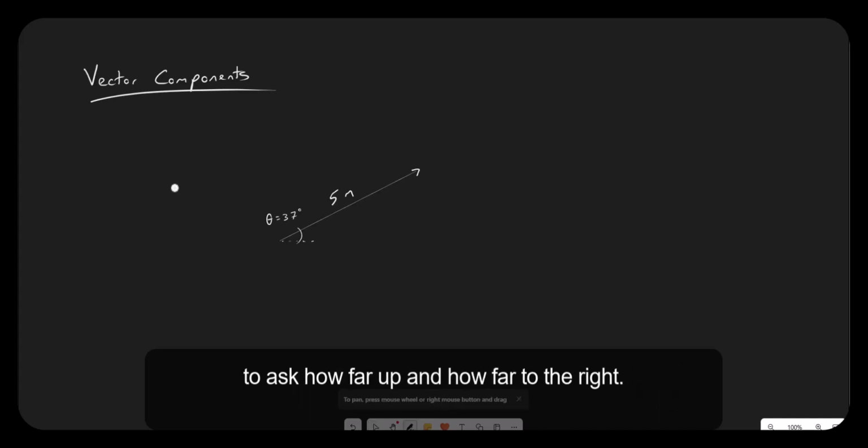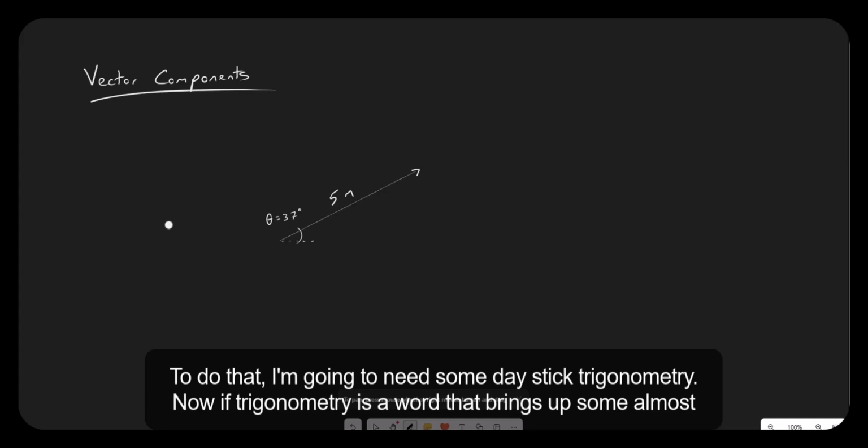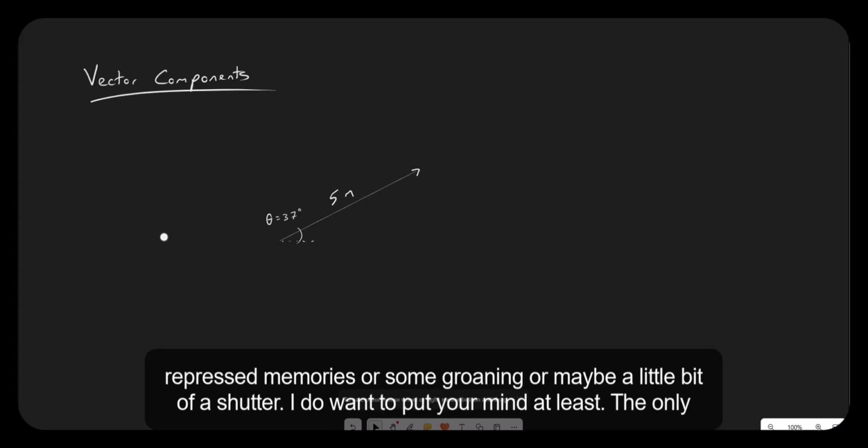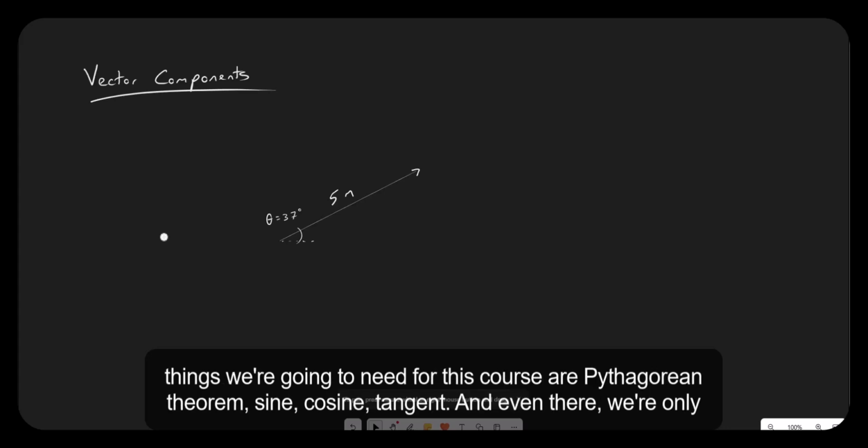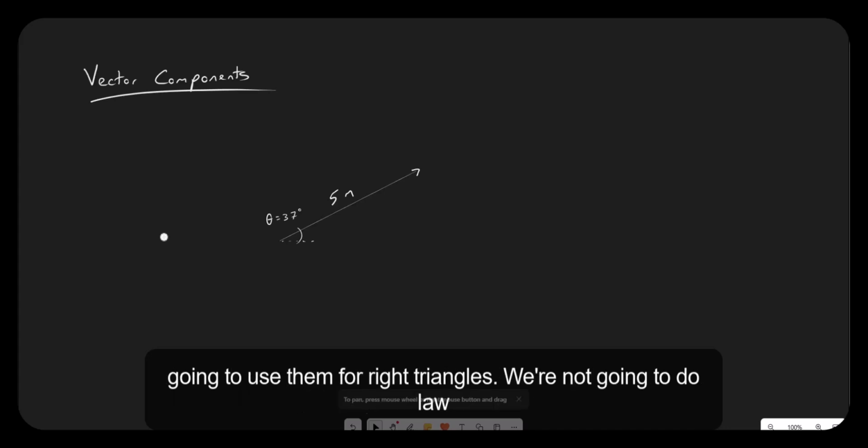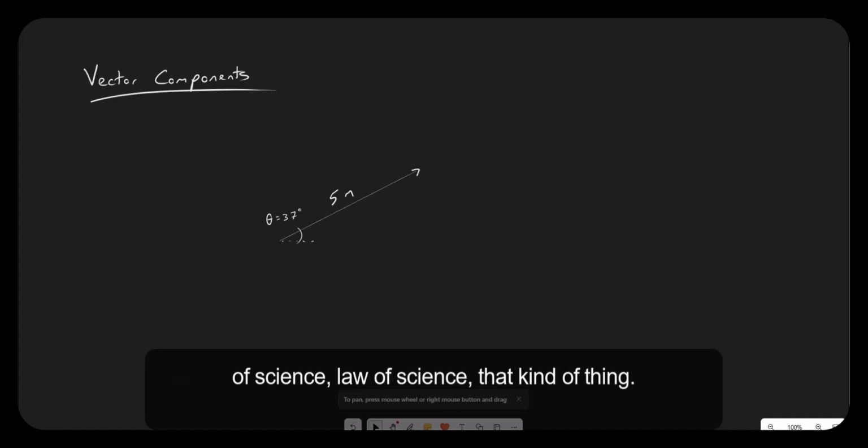So I want to ask how far up and how far to the right. To do that, I'm going to need some basic trigonometry. Now, if trigonometry is a word that brings up some almost repressed memories or some groaning or maybe a little bit of a shudder, I do want to put your mind at ease. The only things we're going to need for this course are Pythagorean theorem, sine, cosine, tangent. And even there, we're only going to use them for right triangles. We're not going to do law of sines, law of cosines, that kind of thing. So back to this triangle.